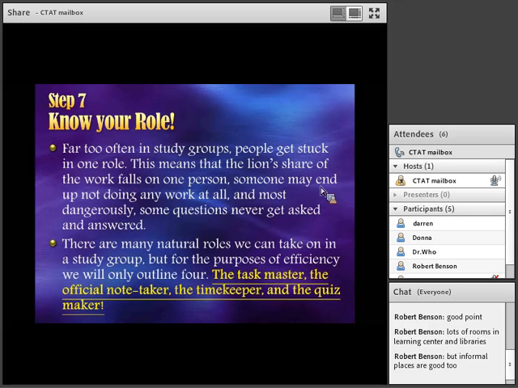So there's four roles in a study group. There's the taskmaster, the official note taker, the timekeeper, and the quiz maker. And these people are producing things that will then be organized into a notebook that can be graded.